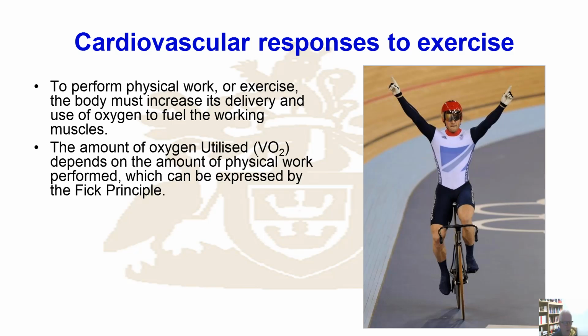So, just to reinforce it, the amount of oxygen utilised, that's our VO2, depends on the amount of physical work performed. That's the exercise intensity, and that is really going to relate to the amount of work the muscles need to do, the amount of force they need to generate, the number of contractions that need to be produced, and that, as we've already dealt with, is expressed by the Fick principle. So VO2 equals cardiac output times a-VO2 difference.